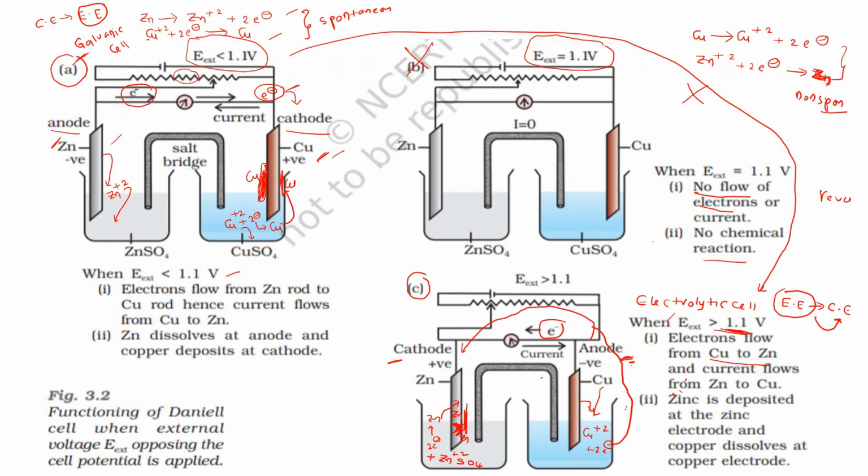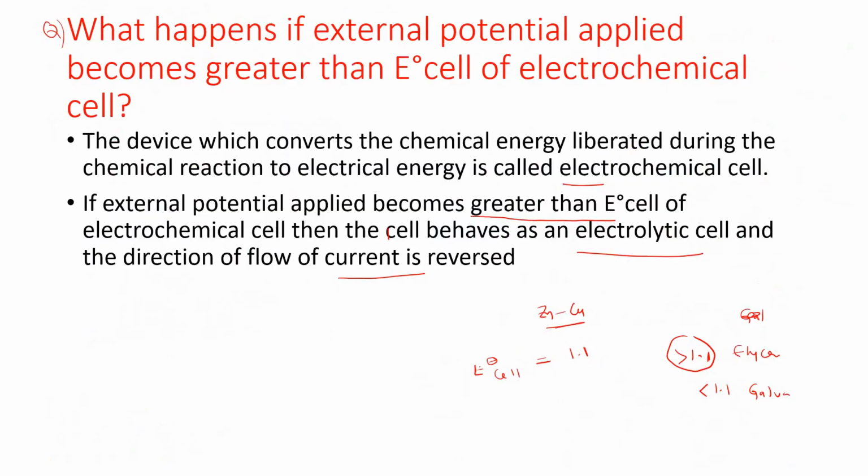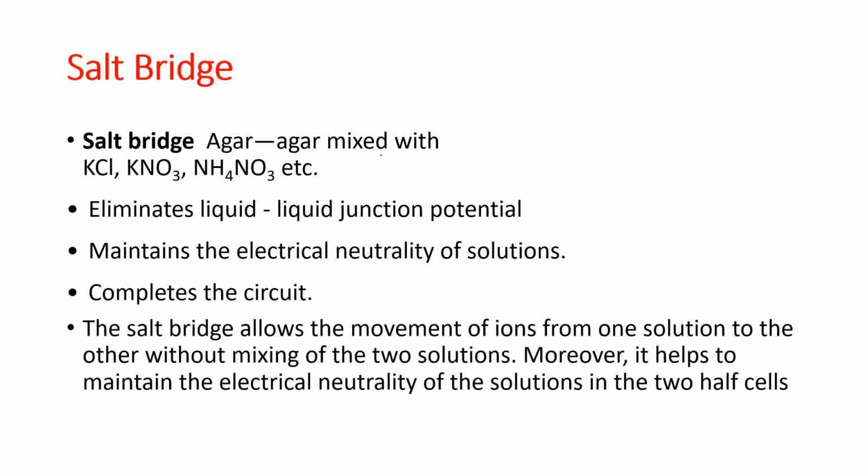See, when you apply more current, what happens here? The electron flow is reversed, current flow is reversed, chemical reactions also get reversed. This I want to say actually. You have to consider this as an assignment question and submit it in the Google Classroom. Next we will take the salt bridge.